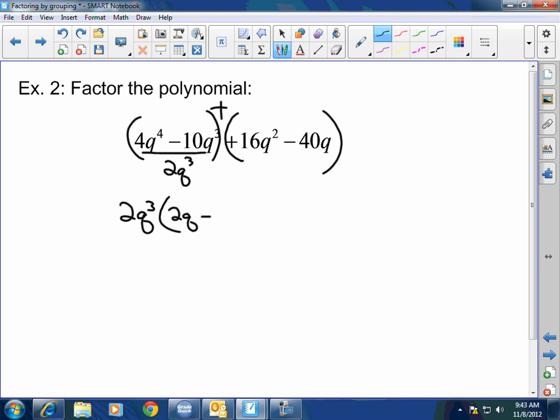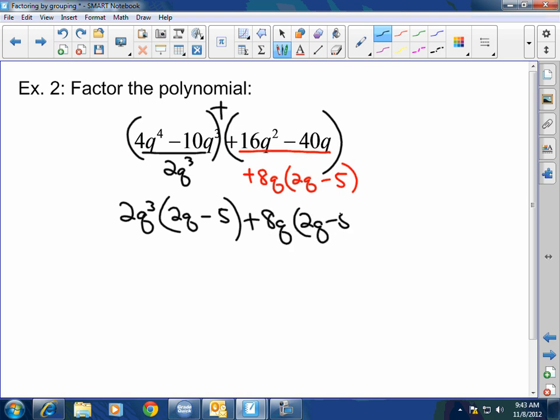2q minus 5. Awesome. Now, what's the greatest common factor of this bad boy? 4q or 8q? 8q, yes. Positive 8q. So I'm going to be left with 2q minus 5. You know that you're doing this correctly if both binomials are identical. If you have a 2q minus 5 here but a 2q plus 5 there, you did something wrong. Okay, they got to be identical.